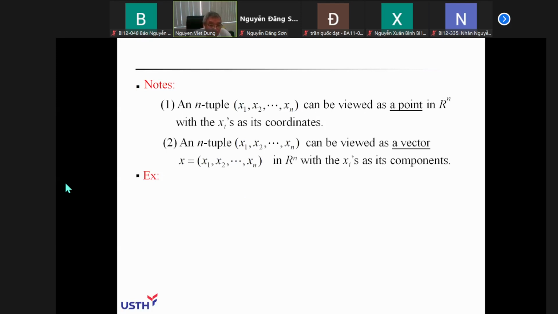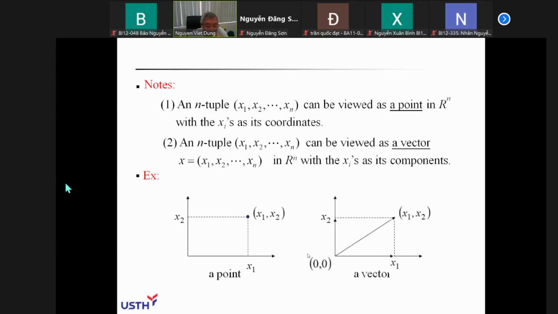More than that, in Rn, any sequence x1, x2, up to xn can be viewed in two different ways. It can be viewed as a point, or it can be viewed as a vector. And it can be illustrated in pictures like here. For the case n equals 2, on the coordinate plane, x1, x2 is considered to be the point with the two coordinates x1 and x2. Also, it can be considered as a vector going from the origin to that point. And it has two components. The first is the horizontal vector here, and the second is the vertical vector here. So we have two views.